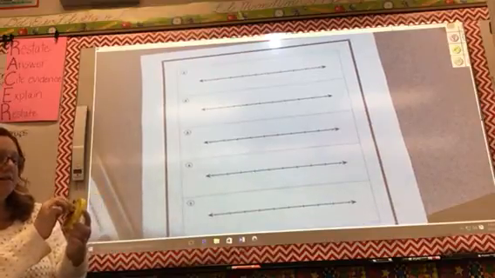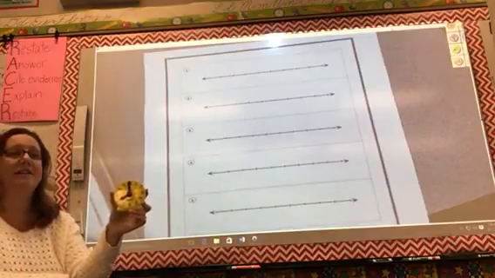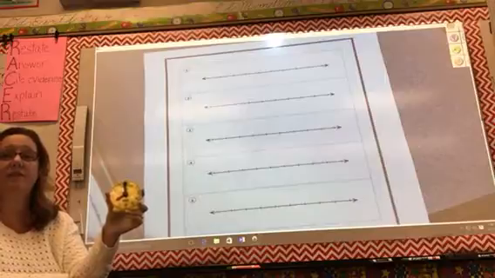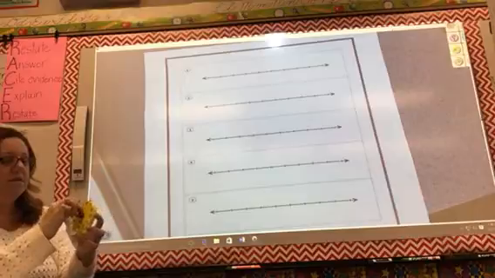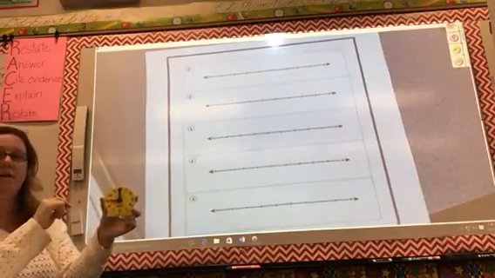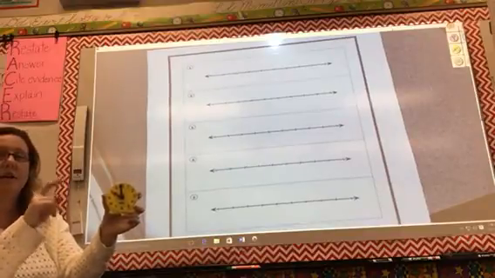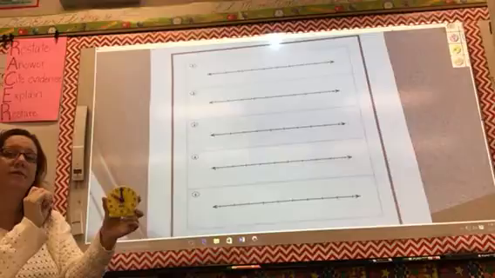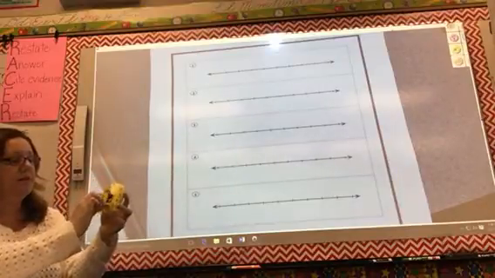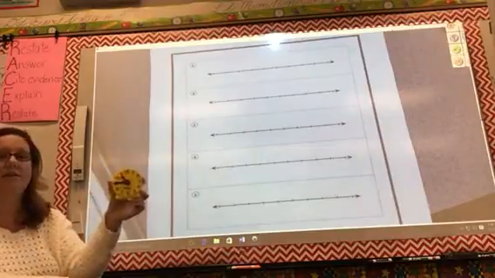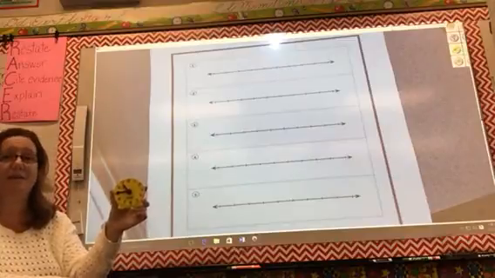Let's say the party starts at 8 o'clock and it ends at 10:45. So what we're going to do in this case is we're going to start at 8 o'clock. We're going to go around to 9 o'clock. That's 1 hour. We're going to go around again to 10 o'clock. That's 2 hours. But remember, it ends at 10:45. So we're going to remember 2 hours in our head, and then we're going to go around 45 minutes until we get to 10:45. So how long is the party? 2 hours and 45 minutes.